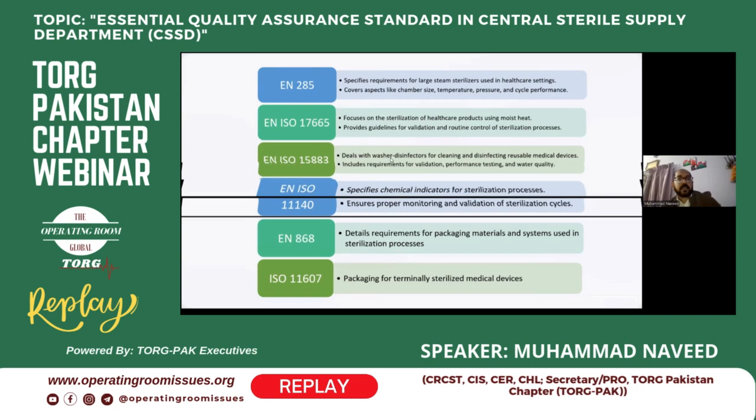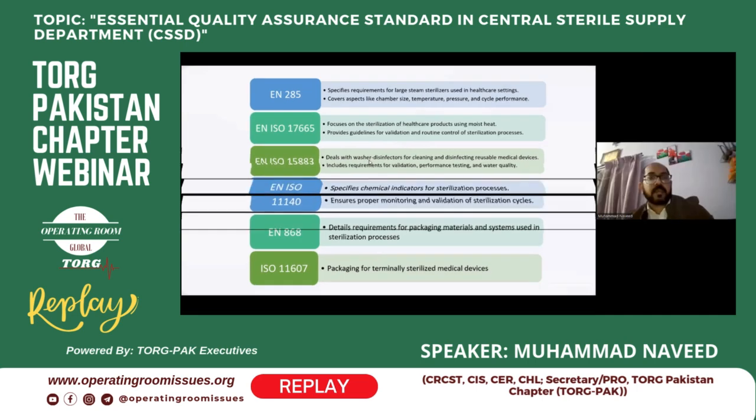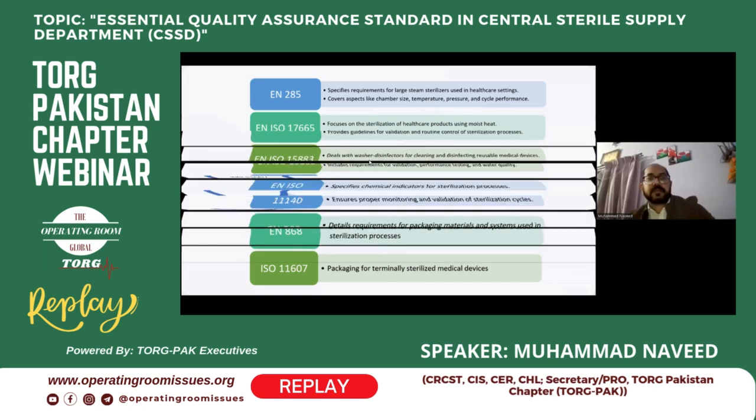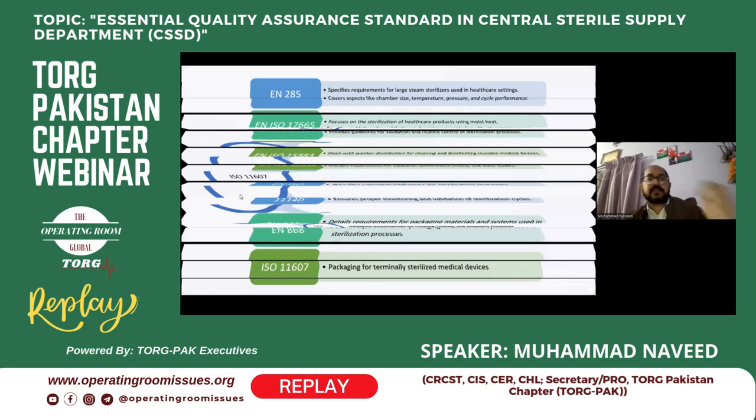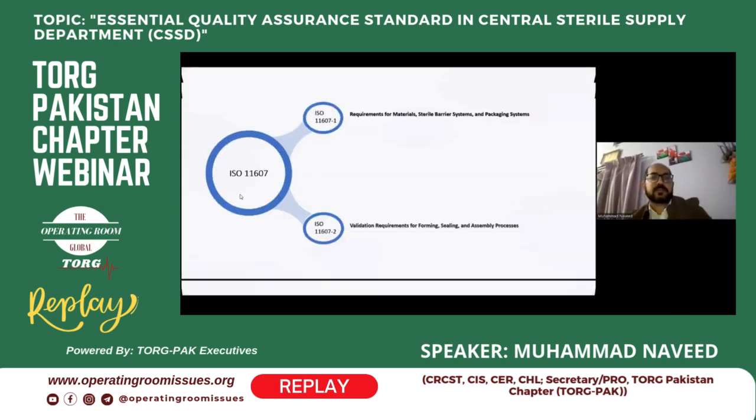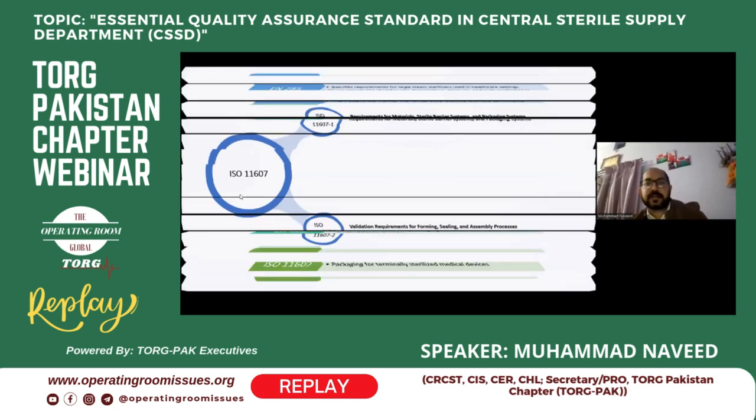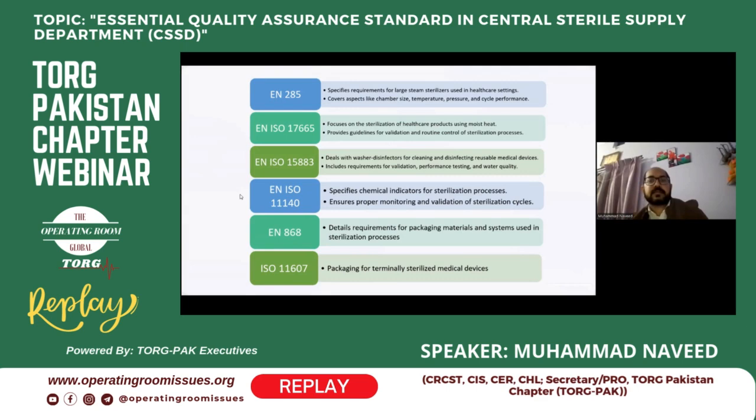The third one is EN ISO 15883, which deals with the washer disinfector. This quality assurance standard is specifically used for washer disinfectors for cleaning and disinfecting reusable medical devices. It includes the requirements for validation, performance testing, and water quality. This standard tells us what we are doing in our decon area. This tells us how we can wash, how we can achieve the A0 level, means A0 as well.